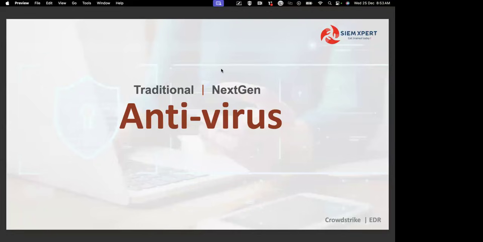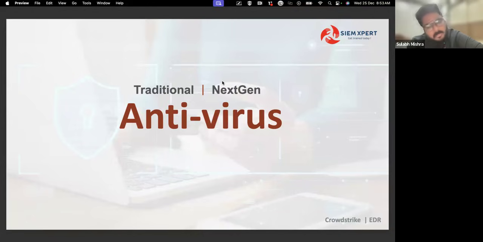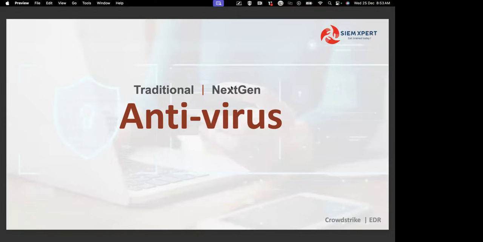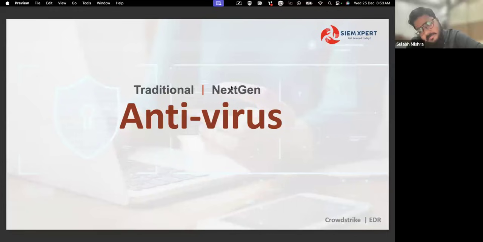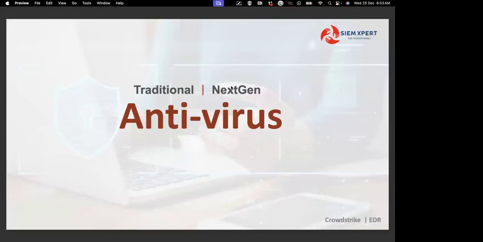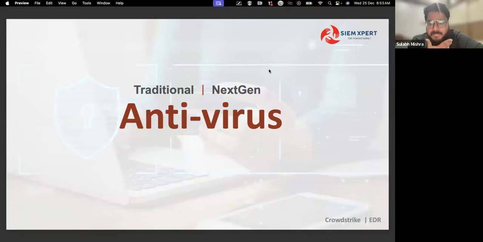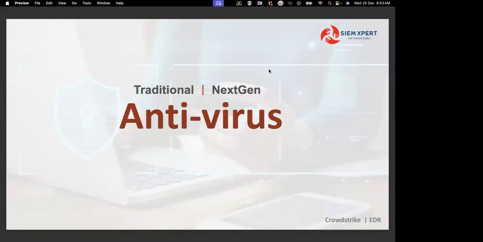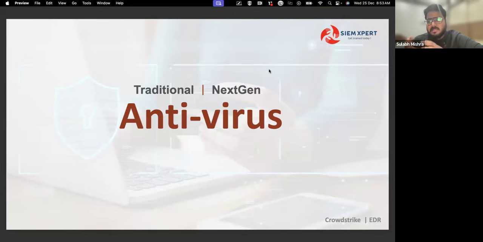Sir, actually, next gen antivirus will also detect on behavior, no, sir? Obviously. But does the next gen antivirus come into the EDR category or the antivirus category? Antivirus is antivirus, no matter whether it is traditional or next gen. EDR is a different solution. Okay, so traditional and next gen antivirus, deleting the file and working based on signature. The only difference that we have with the next gen antivirus is a little.